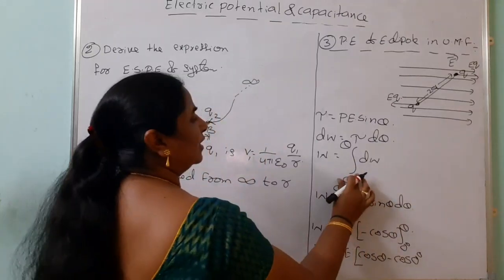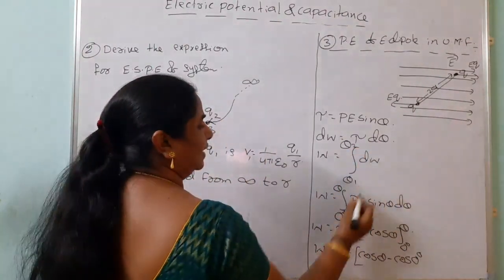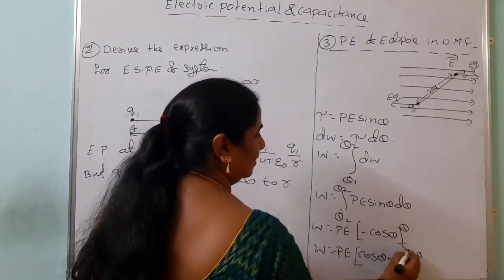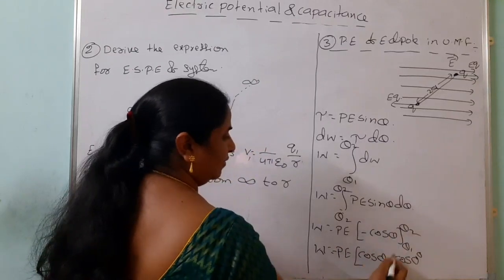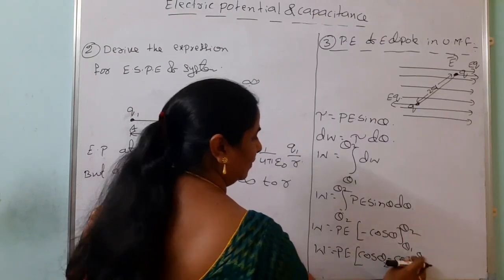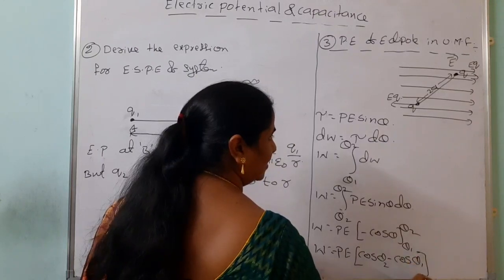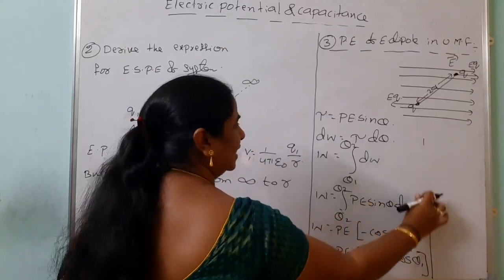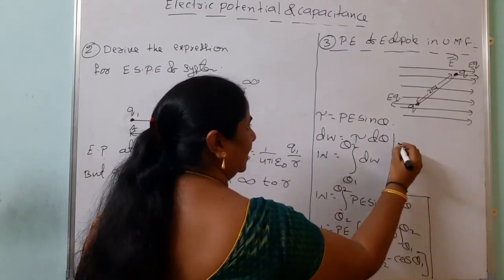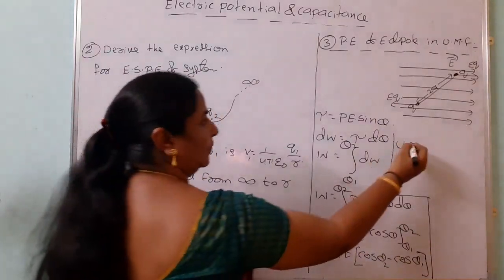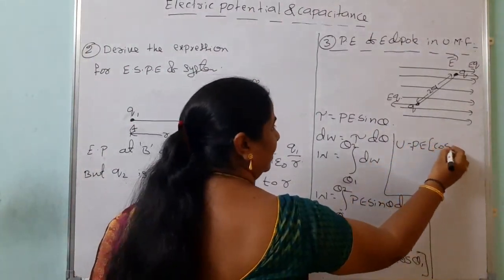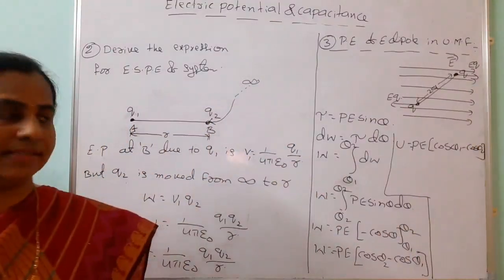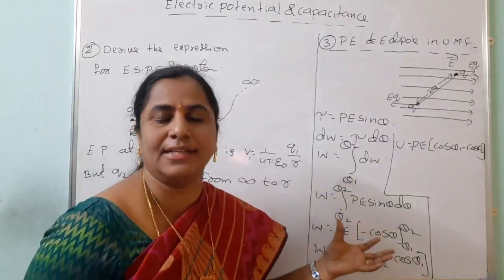If you want to follow better, you can take theta 1 as the lower limit and theta 2 as the upper limit. First we get the upper limit theta 2 minus theta 1. So finally, how much work is required? It is stored as potential energy. So you can get U equals PE cos theta 1 minus cos theta 2. So this is the potential energy of an electric dipole.